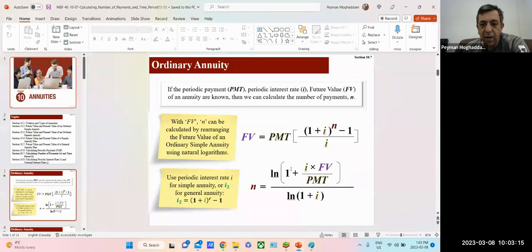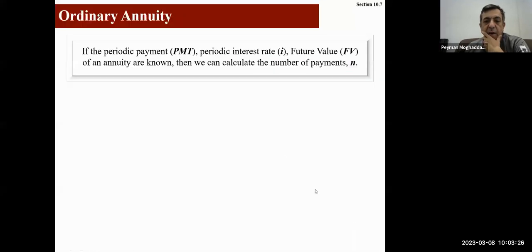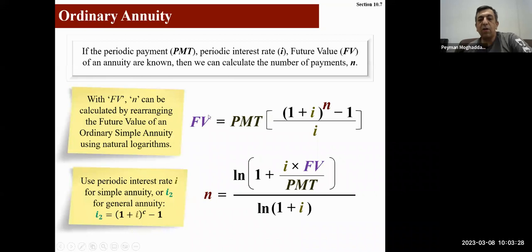So if you go there, that's the same thing: 1 plus i times FV divided by PMT, divided by the natural logarithm of 1 plus i. So that's how the formula came from this equation to find n. Okay, so n is going to be the natural logarithm of 1 plus i multiplied by FV divided by PMT, divided by the natural logarithm of 1 plus i.